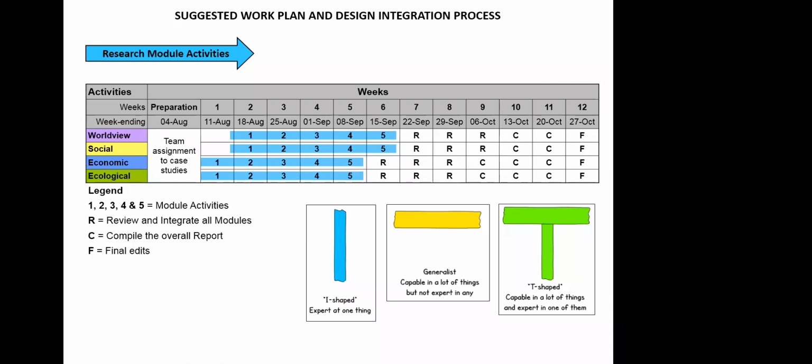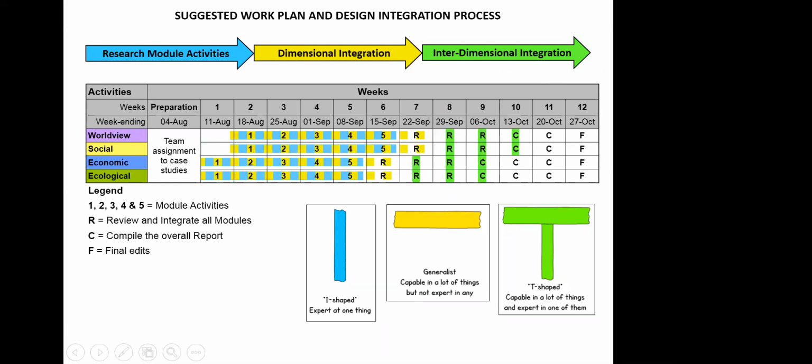It doesn't have to be neat and tidy. Just do the research on each of those modules as per the prompts in the guide. Towards the end of that, you'll need to start integrating within the dimensions. This is the generalist that comes in and integrates within the dimension. And then you start the interdimensional integration. So there's a lot of work to tie up and integrate all the work coming out of the modules and each dimension. And then that allows you about 2 weeks to compile the overall report and to do the final edits.